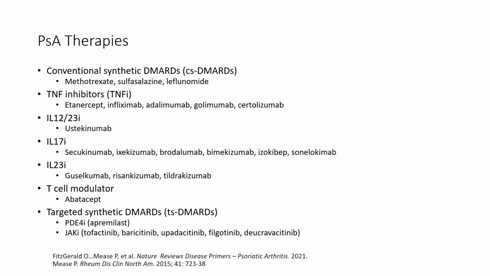Here's a listing of the medications that are used in psoriatic arthritis treatment. I'm not going to go through any of these in detail, but I'm going to highlight a couple of the newer ones that have come along, and then just so you can reflect on which ones of these you may have tried already. So, for example, in the TNF inhibitor class, these are the generic names. The trade names are Enbrel, Remicade, Humira, Simponi, and Cimzia. You may recognize them from those names.